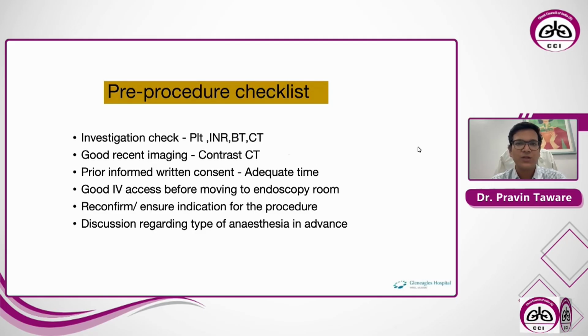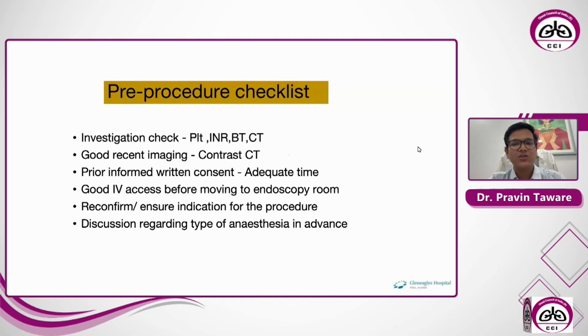Before the EBUS procedure, you should have all the investigations ready, like bleeding time, clotting time, PT-INR, platelet count. You should have good recent imaging, contrast CT scan, to localize the nodules and lymph nodes. Prior informed written consent is very important, and you should give adequate time to the patient before signing the consent. A good IV access before moving to the endoscopy room is mandatory, and don't put the IV line in the endoscopy room. It should be before moving to the endoscopy room.